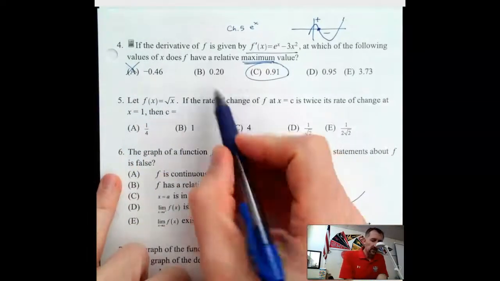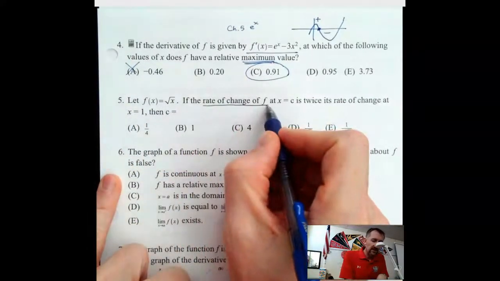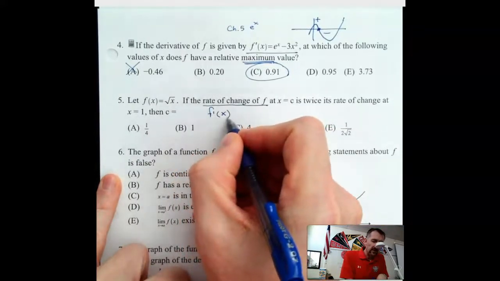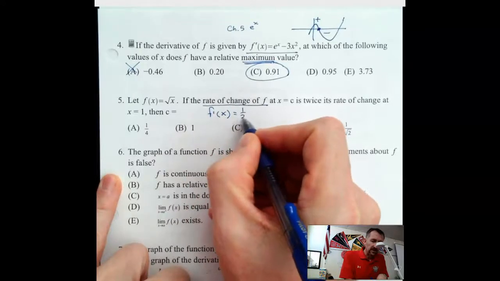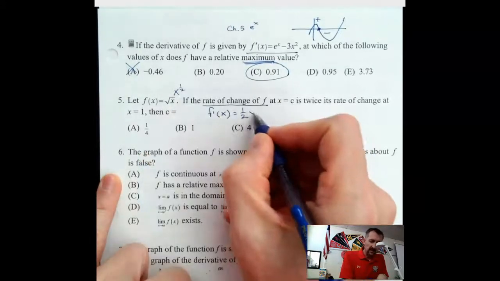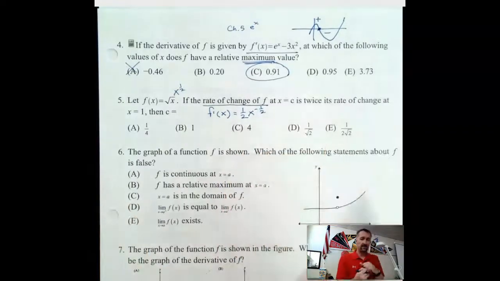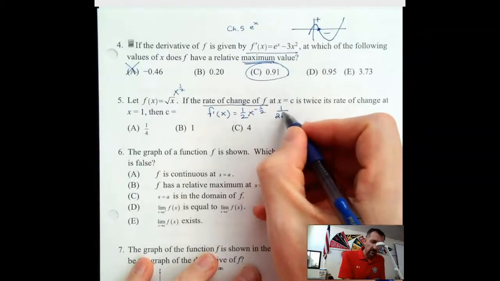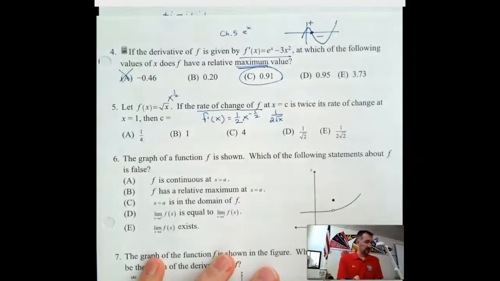Here's a function. This says the rate of change of f. So the rate of change is the derivative. So we want to find f prime of x. So that's going to be 1/2. I'm doing the rewrite in my head. Think about it. That's x to the 1/2. So it's 1/2 x to the negative 1/2. And maybe you want to rearrange that just a little bit: 1 over 2 root x.